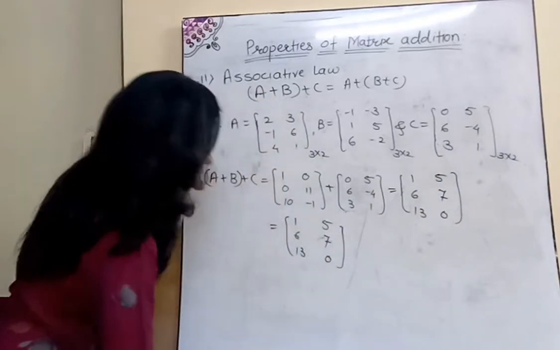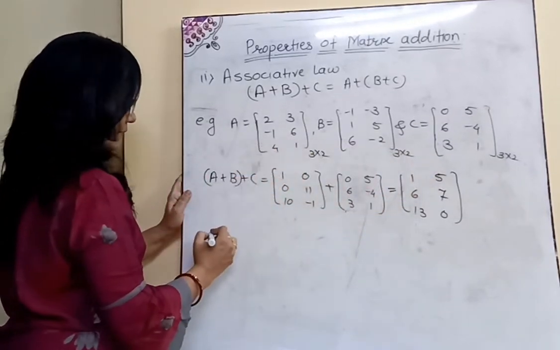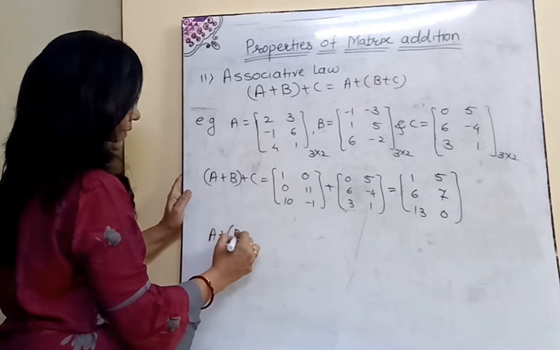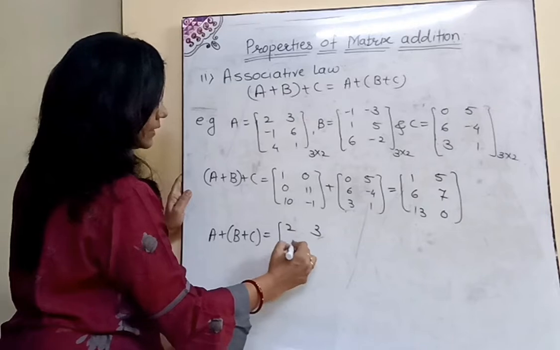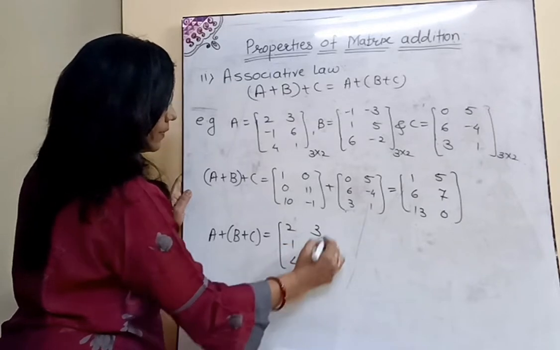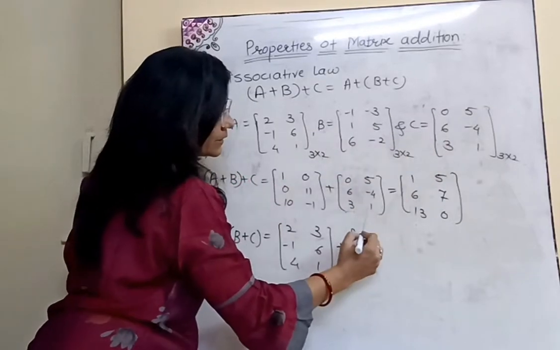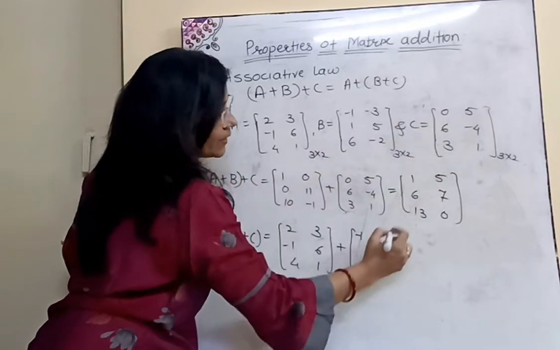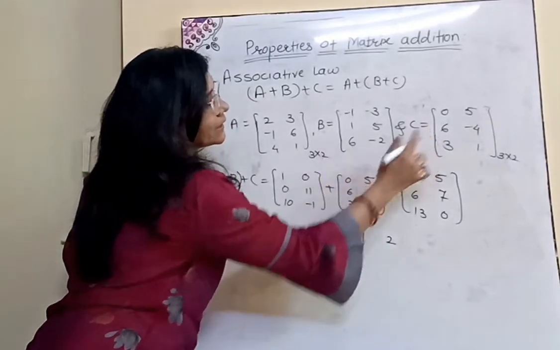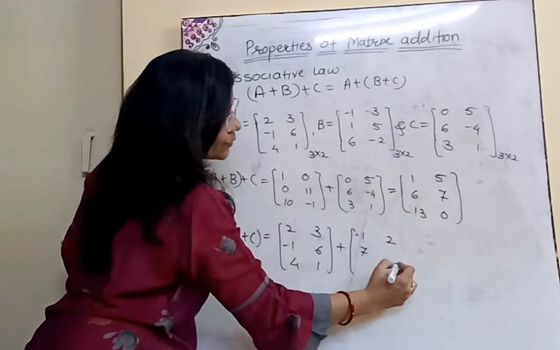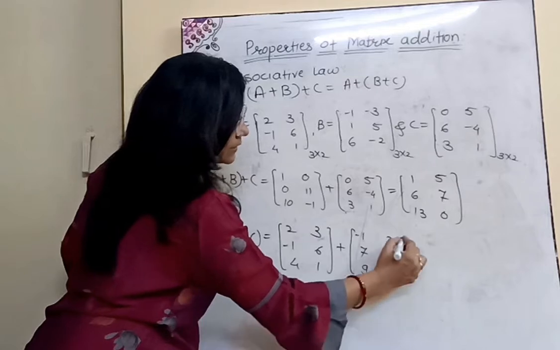Okay. Now I will first do the addition of the last two and then add the first one. That is A plus (B plus C). So what is it? A is 2, 3, minus 1, 6, 4, 1, plus B plus C. We can add directly. Minus 1 plus 0 is minus 1. Minus 3 plus 5 is plus 2. 1 plus 6 is 7. 5 minus 4 is 1. 6 plus 3 is 9. Minus 2 plus 1 is minus 1.